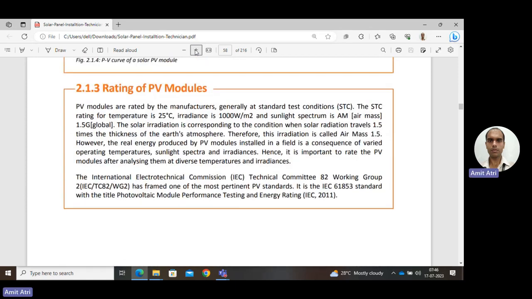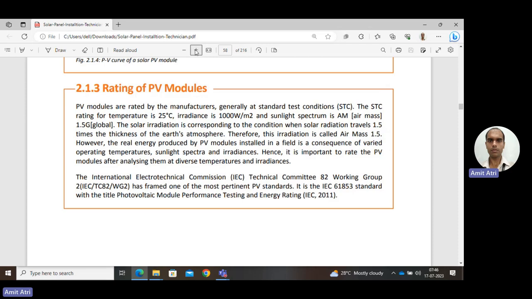Coming to the rating of PV modules. These are the specifications given while purchasing and selecting the PV module, and they are under standard test conditions. Under standard test conditions, the temperature is taken as 25 degrees Celsius and irradiance as 1000 watt per meter square. For the sunlight spectrum, the air mass is 1.5 G, where G is global. This corresponds to the condition when solar radiation travels 1.5 times the thickness of the Earth's atmosphere, which is why it is called air mass 1.5.